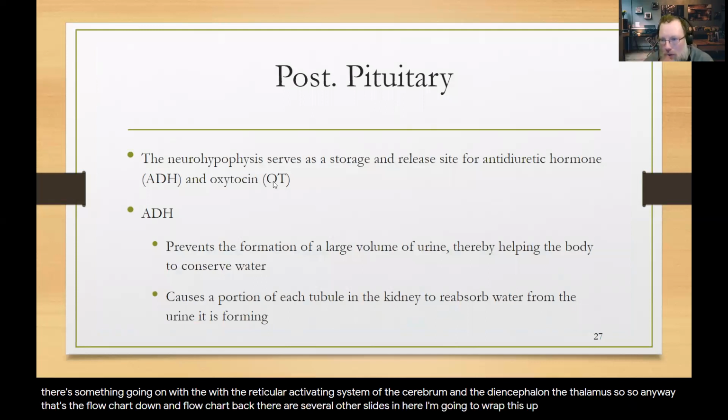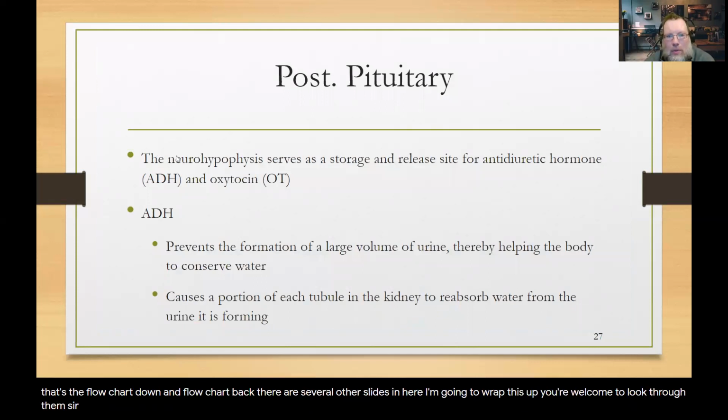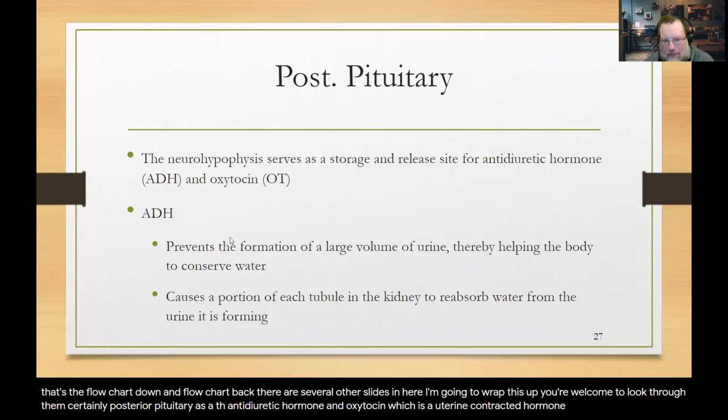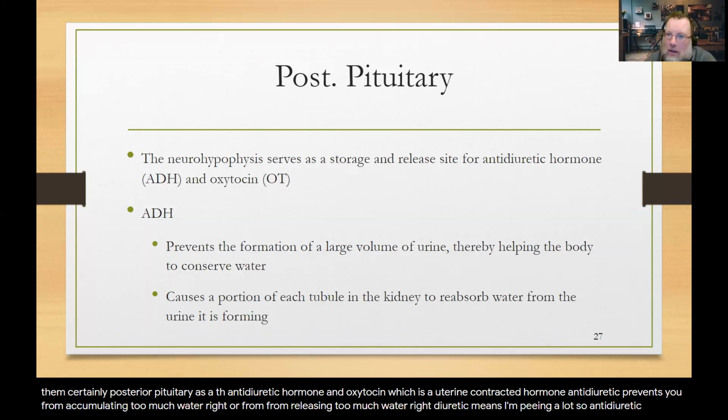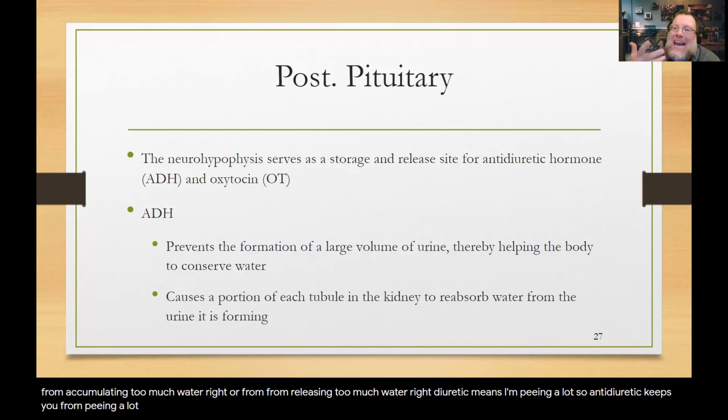You're welcome to look through them, certainly. The posterior pituitary has ADH, antidiuretic hormone, and oxytocin, which is a uterine contracting hormone. Antidiuretic prevents you from releasing too much water, right? Diuretic means I'm peeing a lot. So antidiuretic keeps you from peeing a lot. So you're going to retain more water.